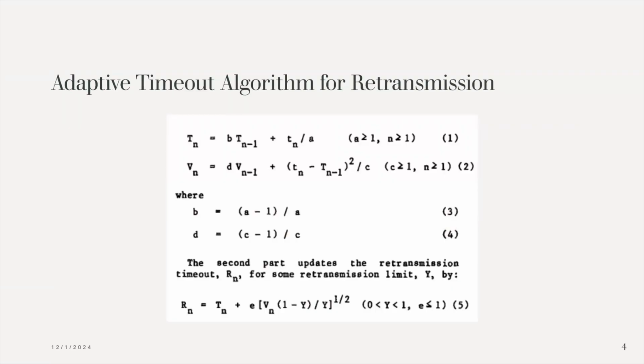These are the formulas involved in the adaptive timeout algorithm. The first two equations describe how the average delay, represented by Tn, and its variance, represented by Vn, are updated using an exponentially weighted moving average function. These estimates are used to calculate the retransmission timeout, represented by Rn in equation 5, which adjusts dynamically based on current network conditions. The constants A, B, C, D, and E control the smoothing and aggressiveness of this adjustment, ensuring that the algorithm balances fast recovery with minimizing unnecessary retransmissions.